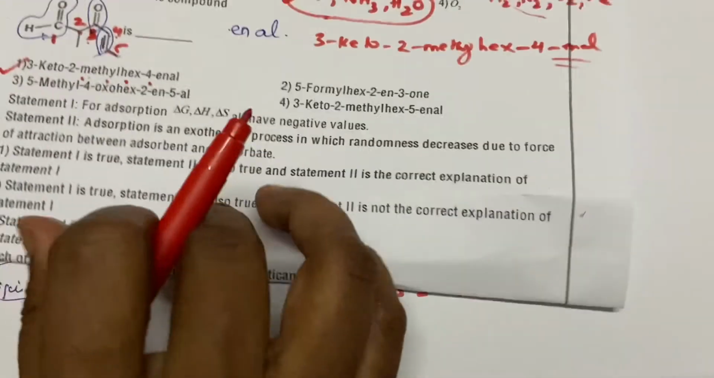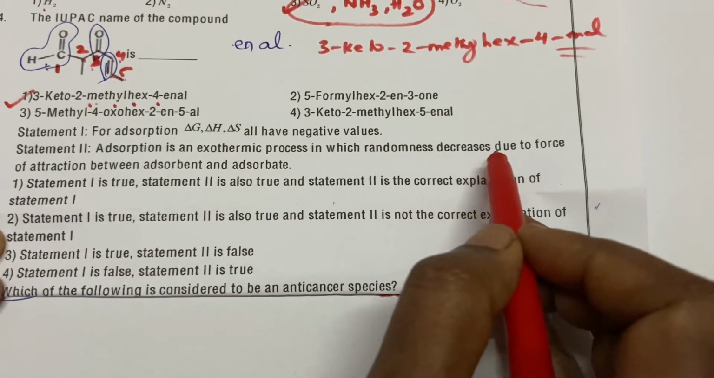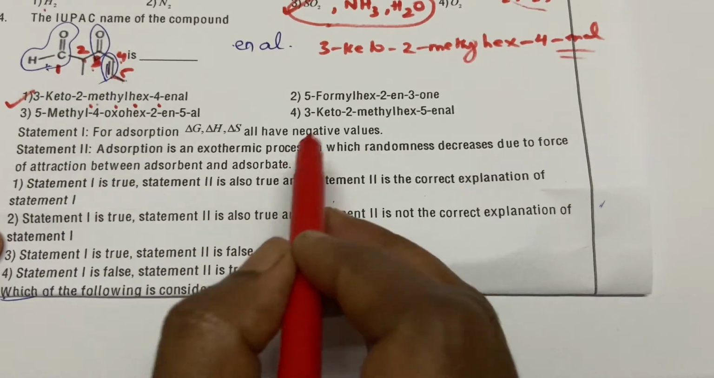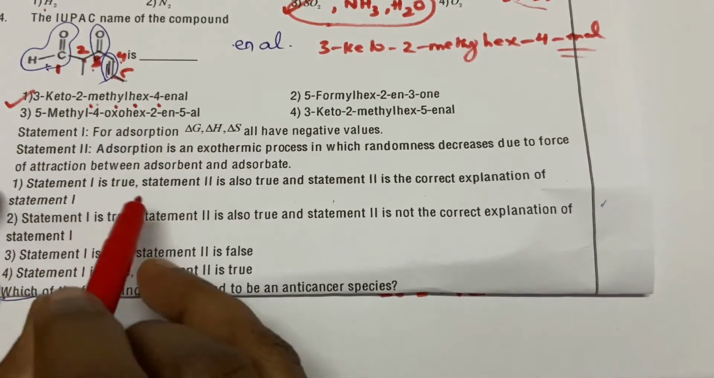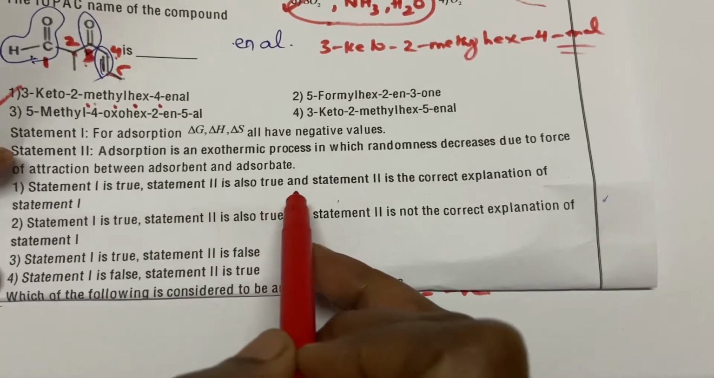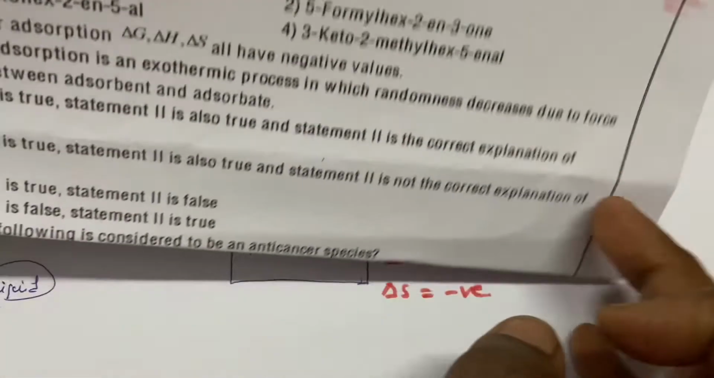So the first statement is correct. Adsorption is an exothermic process in which randomness decreases due to force of attraction between the adsorbent and the adsorbate. Yes, both are true. So statement 1 is true, statement 2 is also true, and statement 2 is a correct explanation of statement 1. So the option is 1.